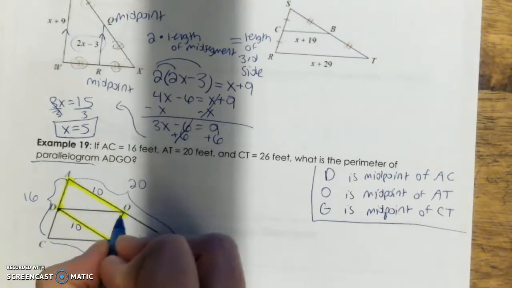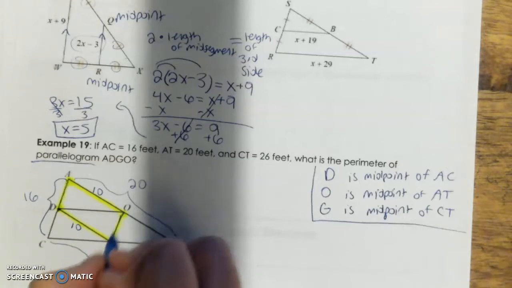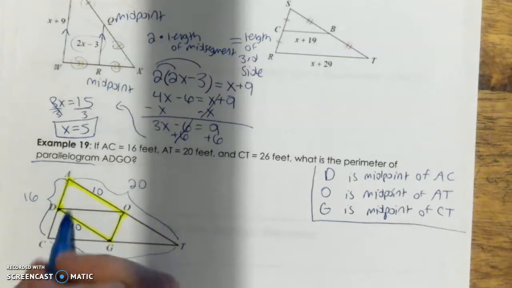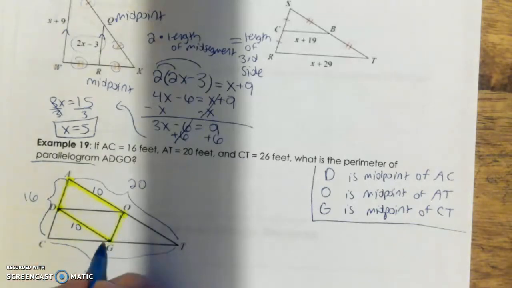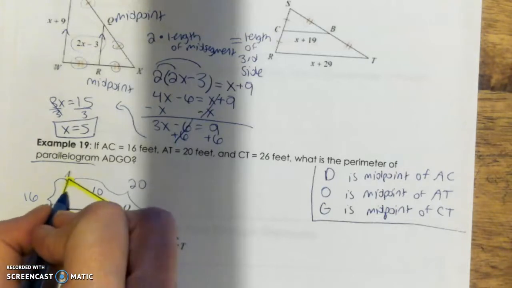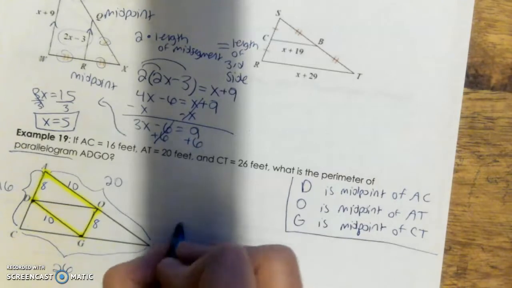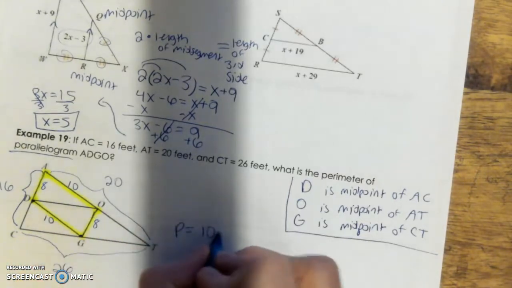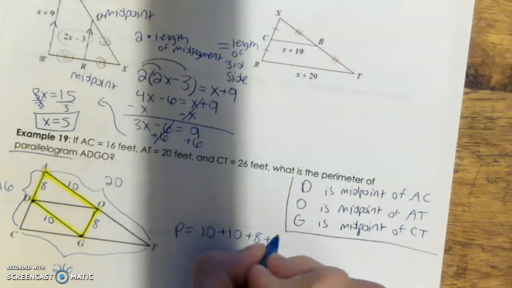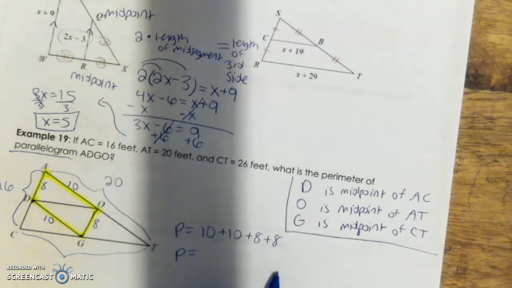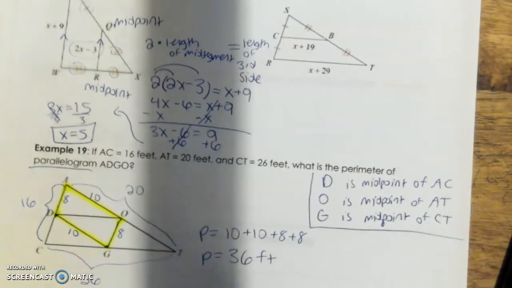Okay, can I figure out what OG is over here? I know it's parallel to the third side and half the length. So from A to C is 16, so O to G must be 8. So if that side is 8, this side is 8 as well. All right, if I'm trying to find the perimeter, I know the perimeter is just going to add up all the sides. So 10 plus 10 plus 8 plus 8. So my perimeter must be 36 feet. Be sure and use the units just to be exact.